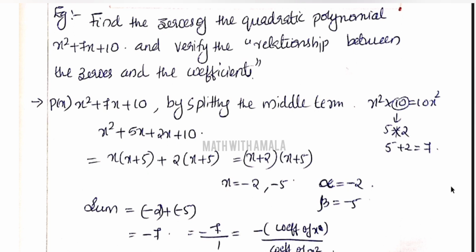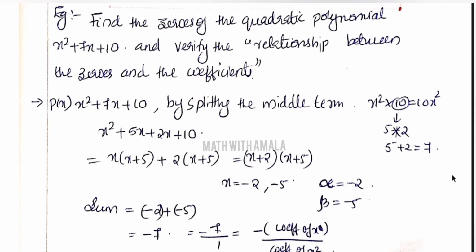In order to find the zeros of the polynomial, you can use the splitting the middle term method. For that, let us multiply the first term and the last term. First term into last term is equal to 10x square. Now what are the factors of 10? 1, 10, 5, 2 are the factors of 10. But the factors which give the sum 7 are 5 and 2. So 5 plus 2 is 7. Now you can split the middle term: x square plus 5x plus 2x plus 10.